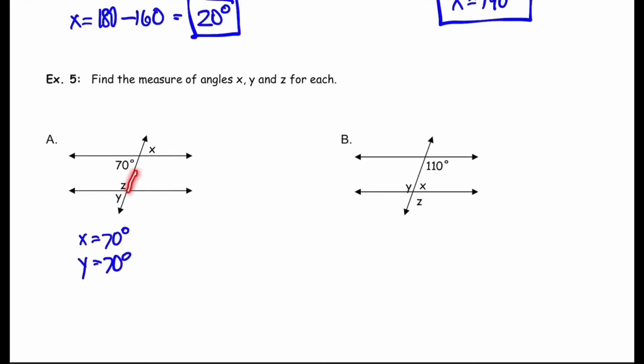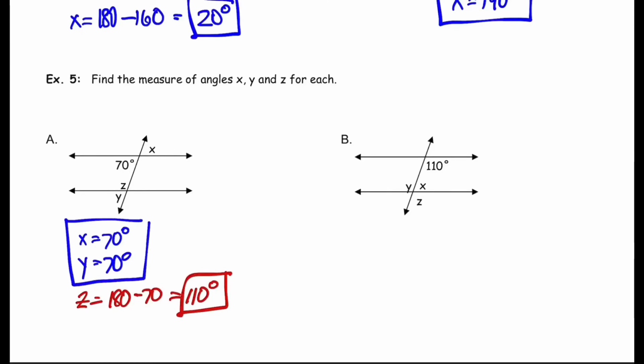Look at the shape of z. That is obtuse. That's not the same shape as this. That's less than 90. This is more than 90. So to get z, I'm going to use a different color. I'm going to take 180 minus 70. That's going to be 110. Okay, so I've got x, y, and now z.